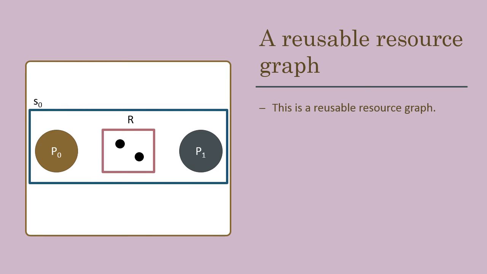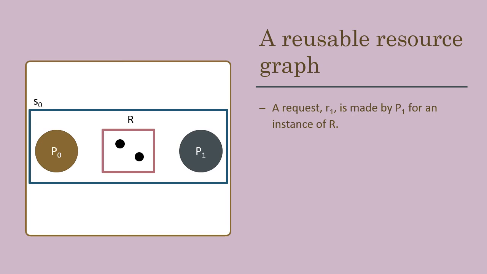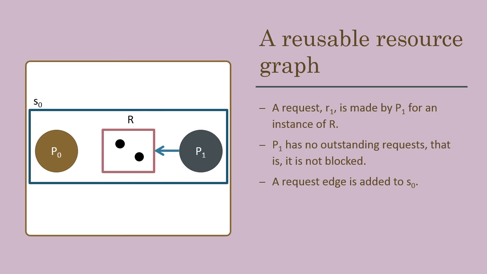This is a reusable resource graph. There are two processes, P0 and P1. Resource R has two instances. The state of the system is S0. A request R1 is made by P1 for an instance of R. P1 has no outstanding requests, that is, it is not blocked. A request edge is added to S0. The state of the system is S1.